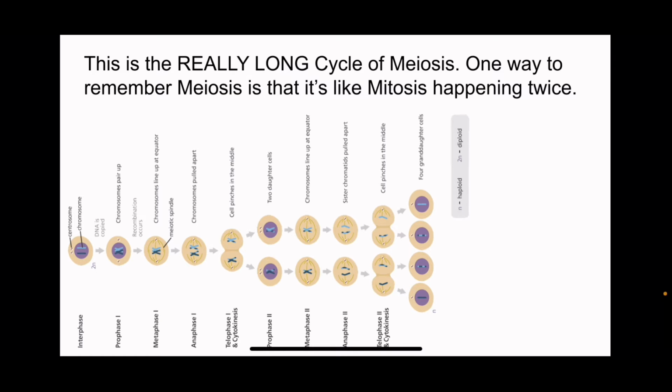This is the really long cycle of meiosis. One way to remember meiosis is that it's like mitosis happening twice, which may confuse you, but that helps remember it. And you may have to turn your head a little bit, but you have interphase, prophase 1, metaphase 1, anaphase 1, telophase 1, and cytokinesis, prophase 2, metaphase 2, anaphase 2, and telophase 2, and cytokinesis. So you see how it's happening twice. You have the 1, and then it splits, and then 2, and then it splits again. And you can see the 4, which they call granddaughter cells.